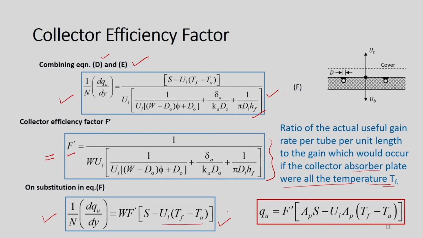Once you know this, from that we can calculate the useful heat gain. Qu is equal to F dash multiplied by this expression.